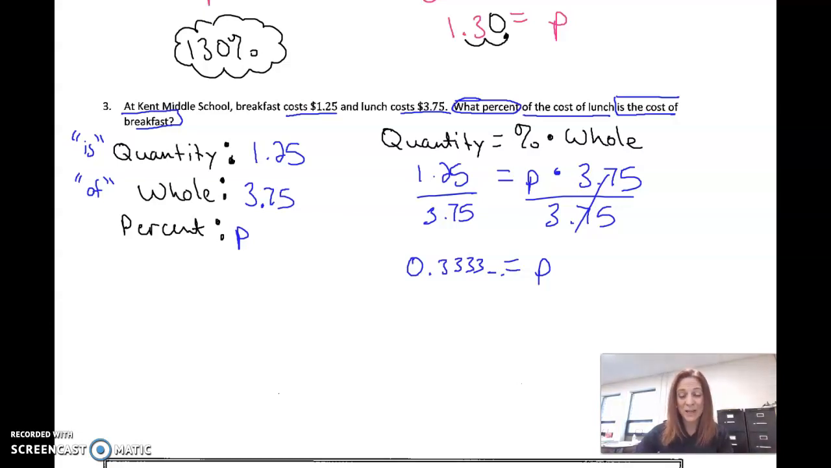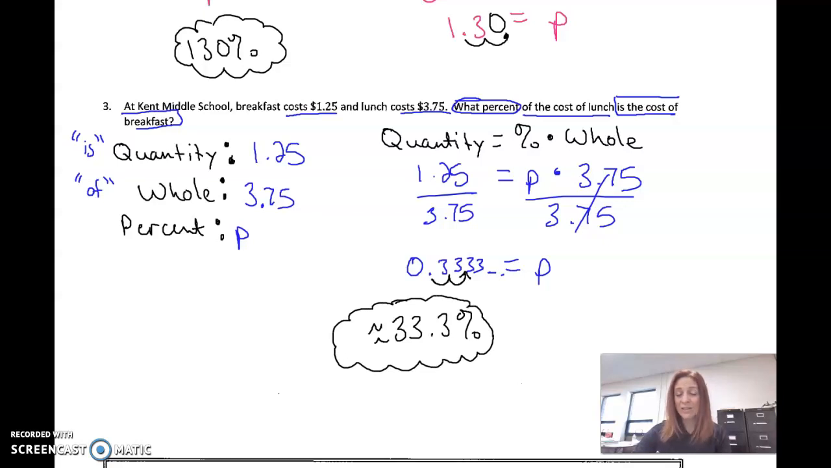Need to make this into a percent. I'm going to take my decimal point and I'm going to move over 2 times and get 33 approximately. 33.3, 33 and a third percent. Okay. So what percent of the cost of lunch is the cost of breakfast? About 33 and a third percent. It's about 33% of what the cost of lunch is.